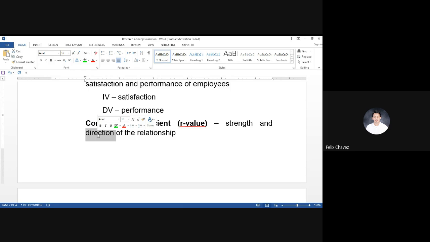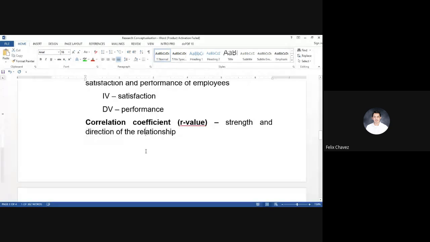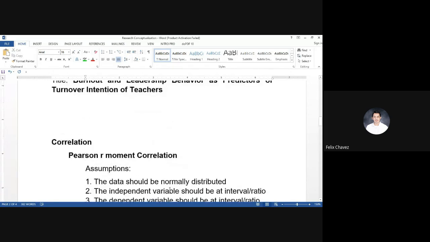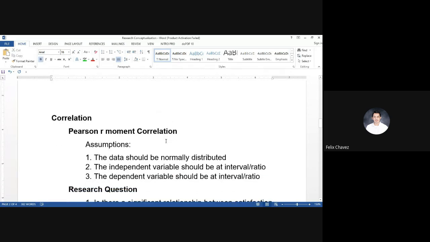Okay, so there are some what we call standards when it comes to determining a weak relationship or a strong relationship. But you just have to consider if that is near to 1 or if that is near to 0. So pag 0 siya, there's no linear association between the variables. So how do we analyze Pearson R correlation in JASP?